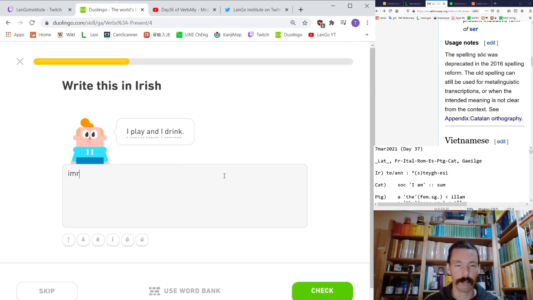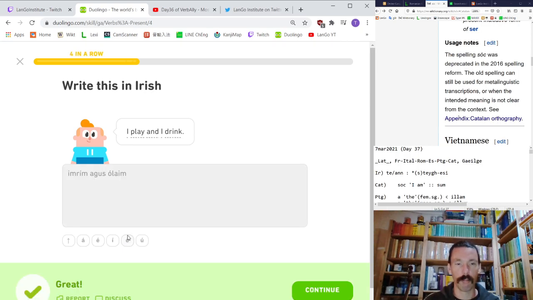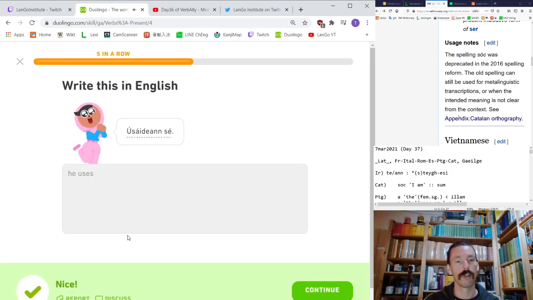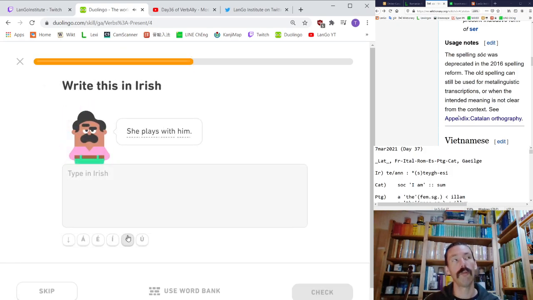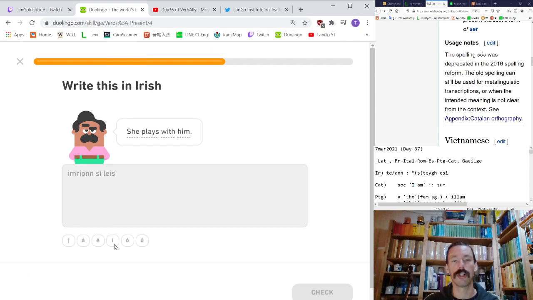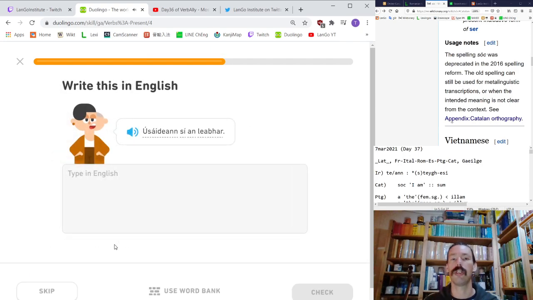Imreen. I guess it would have to be slender. Agus. Olam. Usajin Shay. He uses whatever that means. She plays with him. So Imreen. I think spelled like that. She with him is Lesh, I believe. Imreen, she Lesh. Usajin she and Liaur. She uses a Liaur, the book.